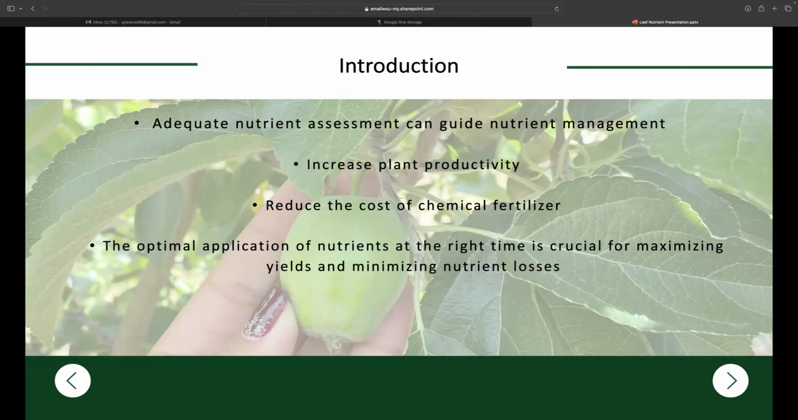Nutrient level prediction can guide adequate nutrient management, and it is very important to manage nutrition in any huge or big orchard because it can increase plant productivity and reduce the cost of chemical fertilizer. The optimal application of nutrients at the right time is crucial for maximizing yield and minimizing nutrient losses.